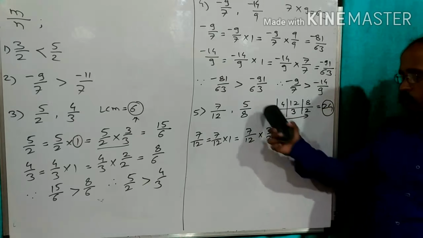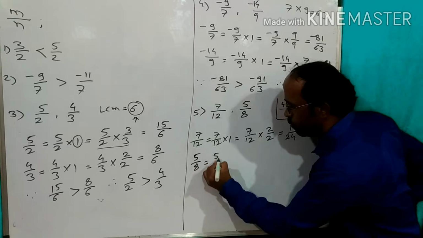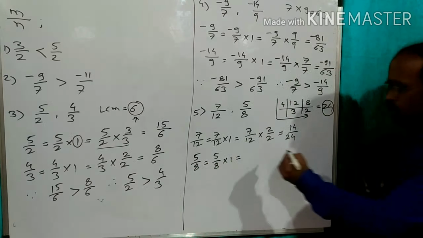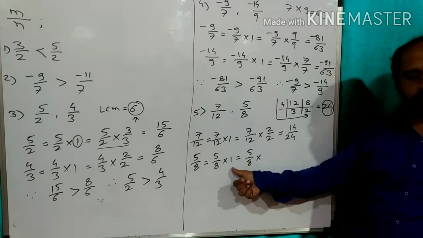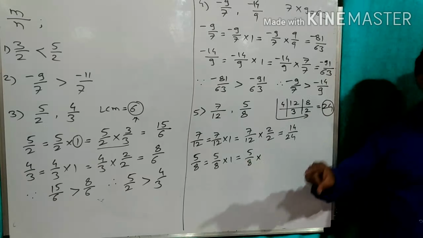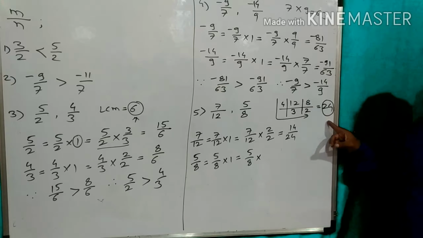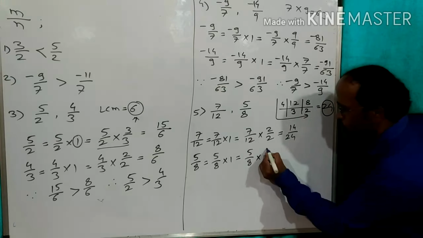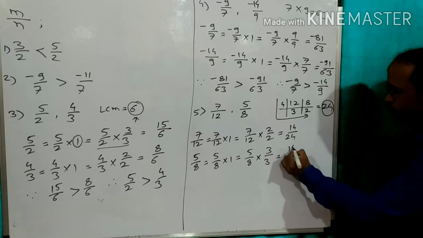Same procedure we have to follow with the next number. 5 upon 8 is equal to 5 upon 8 multiplied by 1, as we are not changing the value of the given number. Now this 1 can be replaced by 3 upon 3. And why 3 upon 3? Because 8 3s are 24. We want the denominator to be 24. So this 1 can be replaced by 3 upon 3.